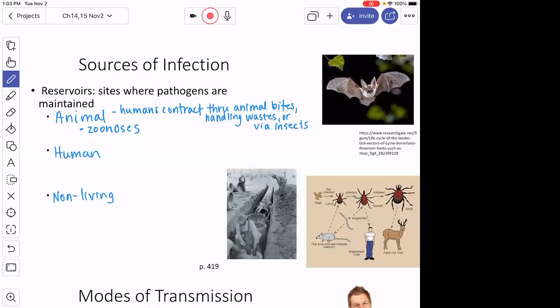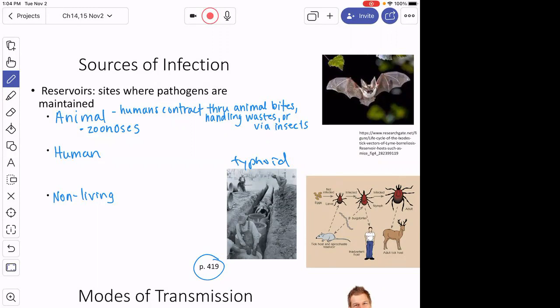Human reservoirs: some infections can use humans as a reservoir. In the strict sense, that means that you or I are not sick with that pathogen, but we can still pass it on to somebody else. There's a little case study in your book on page 419 that talks about typhoid. That's an infection that's typically maintained in water, but sometimes if a person is sick with typhoid fever and they recover, their gallbladder is still infected and can shed the bacterium even though they're not showing symptoms anymore.